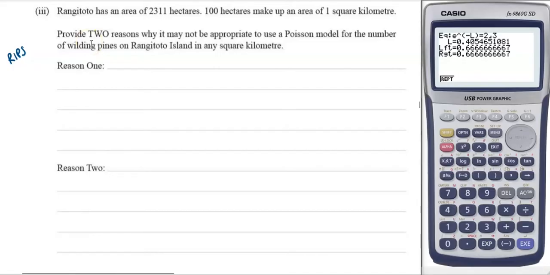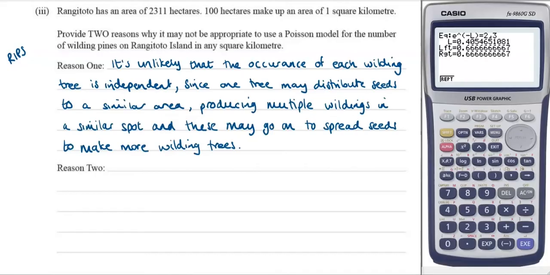Okay, so I am going to go with the independence one because we're talking about trees spreading their seed. So if you come up with a wildling in one spot, you might be more likely to find more in that same spot that came from the seeds that were being distributed from the same tree. So there's my write-up of that. The other one I'll go for, I'm discounting singly because we can't have 2 trees that grow in the exact same spot, so it actually would fit singly.